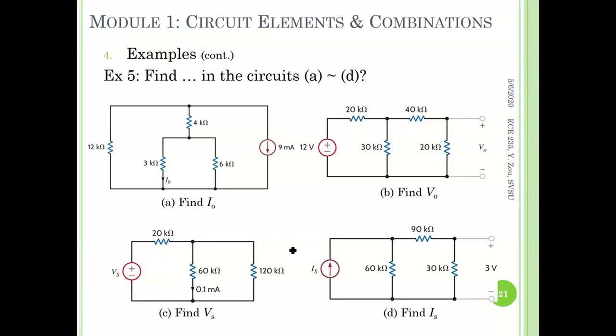Right, next example, number 5. Well, you can notice that the difficulty level is actually increased gradually. And let's see, find different things in different circuits. First, circuit A, looking for the I0, which is the current through 3K here. Okay. How to find it?